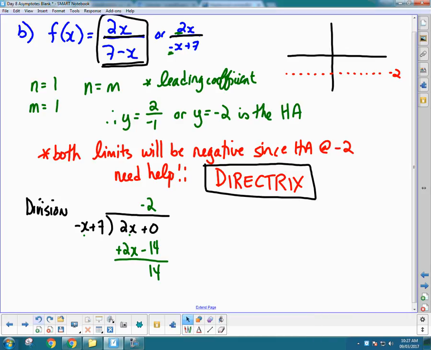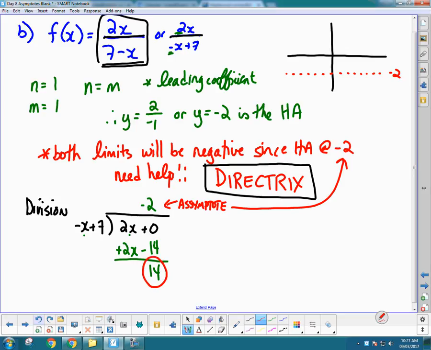If you recall, the answer here is an asymptote. Well, guess what? We already knew that. We already knew what the asymptote was. We did this before to find oblique asymptotes, and we're going to do that again. But in this case, we actually care about the remainder now.